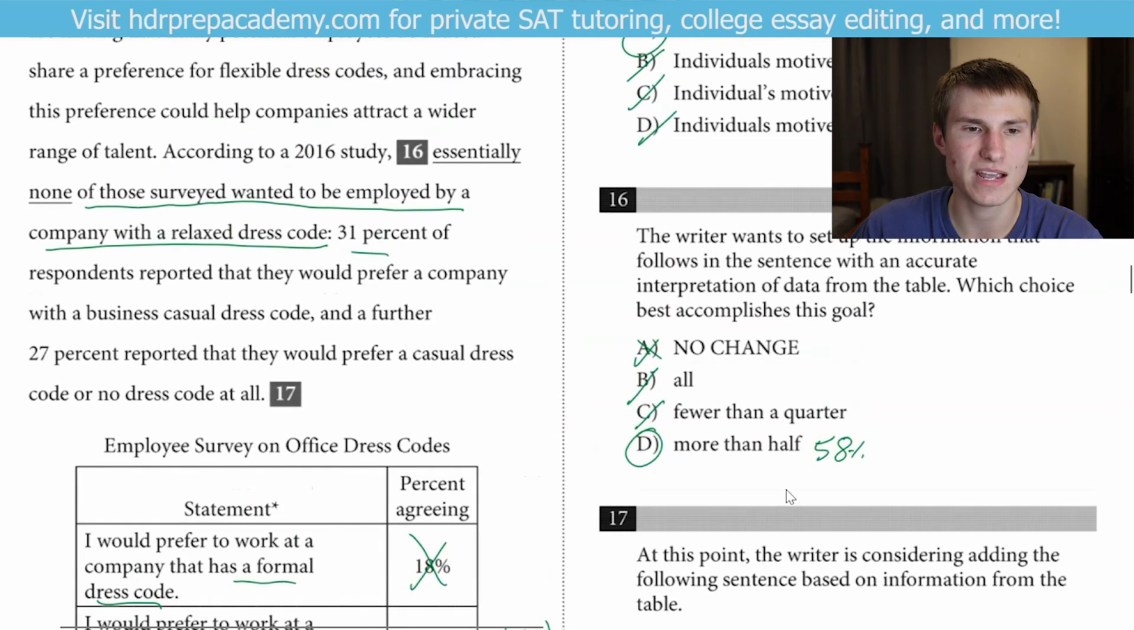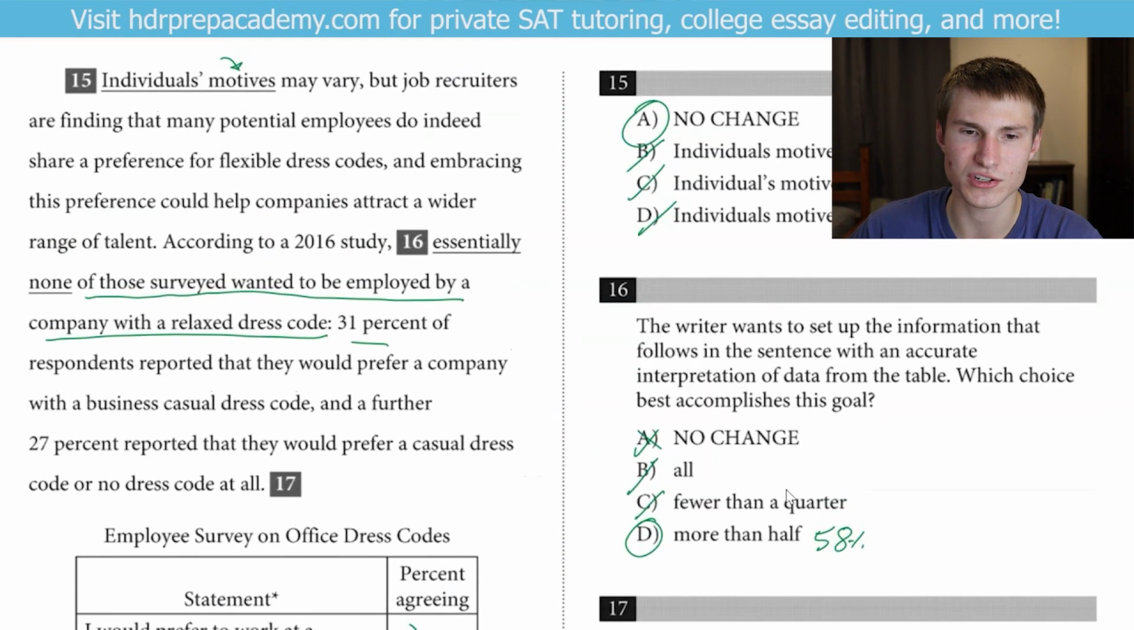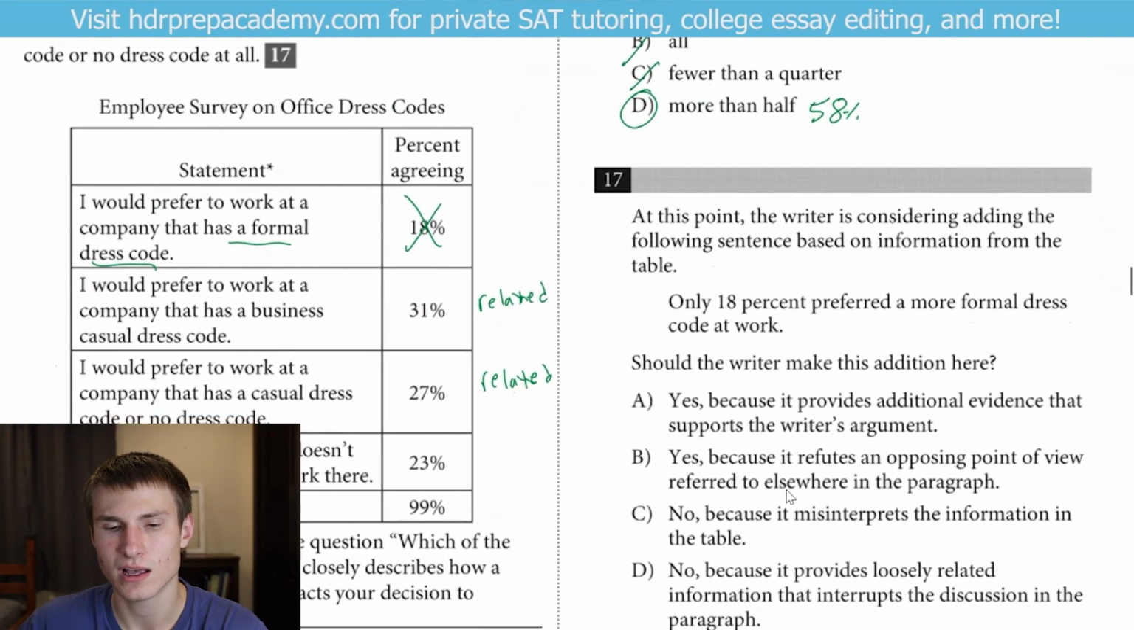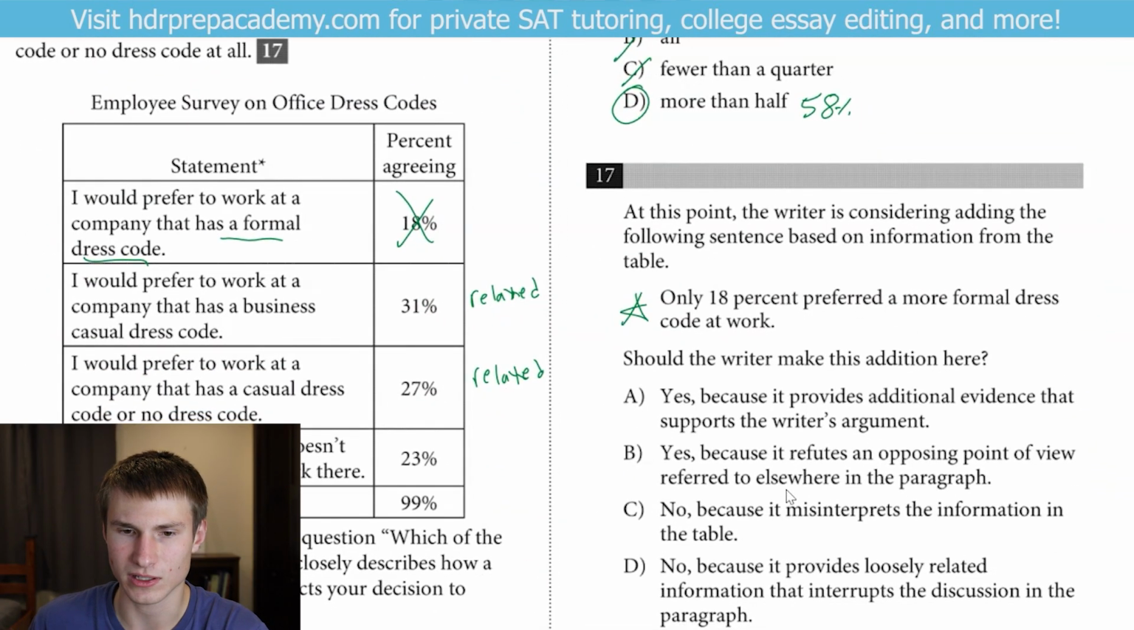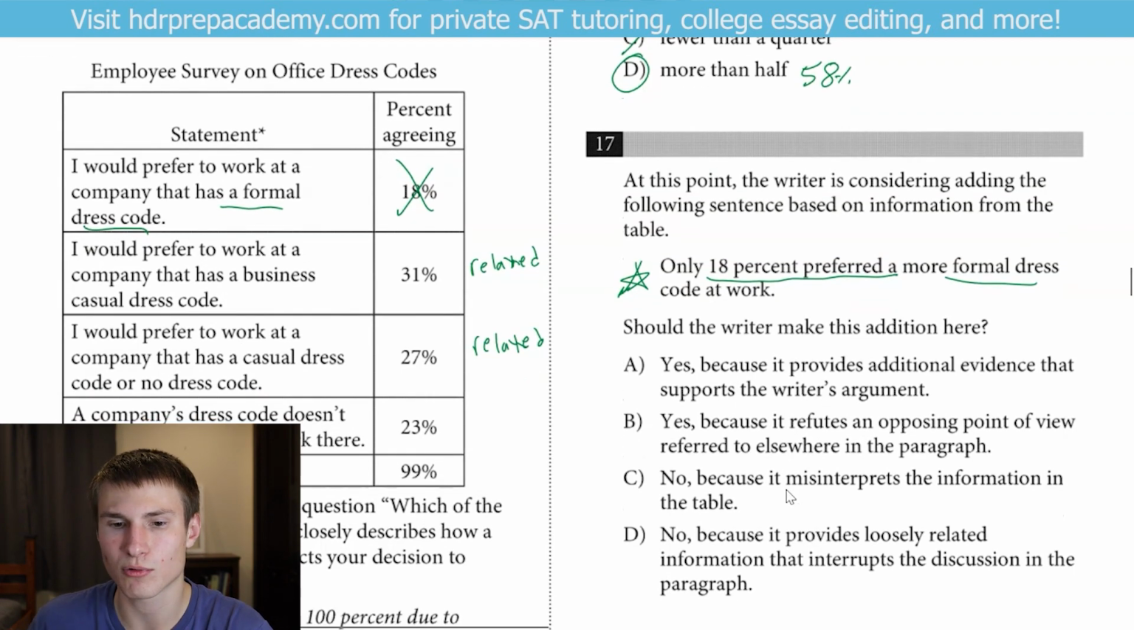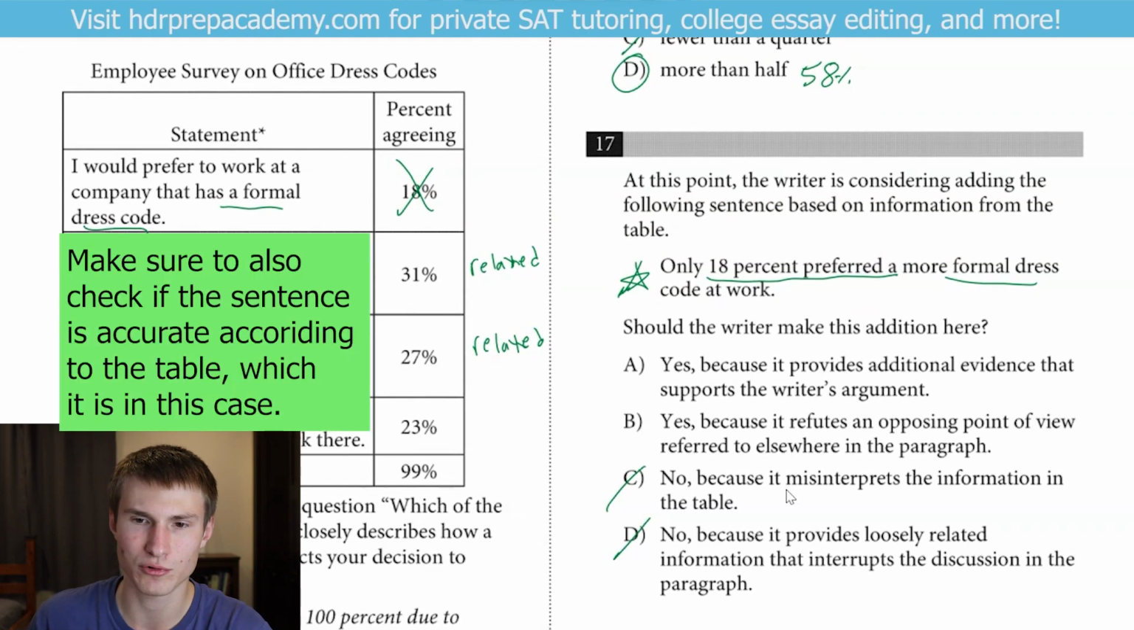Well, if we think about what the main claim of this paragraph is, which is one of the things you want to do when you think about whether or not to add a sentence: in this paragraph, our whole claim is that, in order to attract more employees, having a flexible dress code will increase the number of employees who want to work there. So we need an answer choice that represents that, right? Does adding this ultimately support that claim? It does, because it's showing only 18% of people want a formal dress code, and thus 82% don't. So yes, we do want to add it.